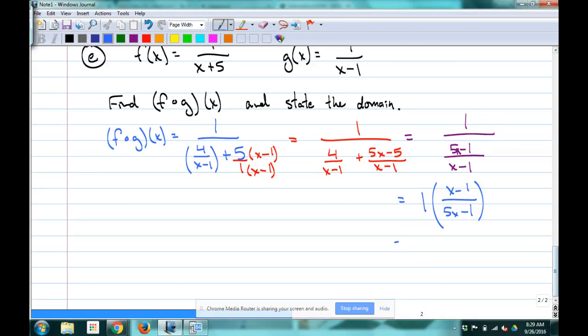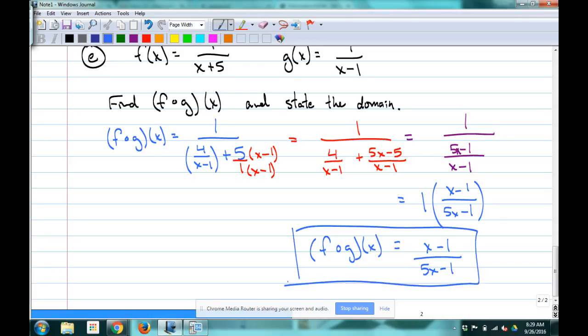So this ends up being x minus 1 over 5x minus 1. That's what f composed with g of x looks like, just through some basic rational expression math there. Stuff you've done before. So this is a little bit more difficult because of the fraction stuff involved.